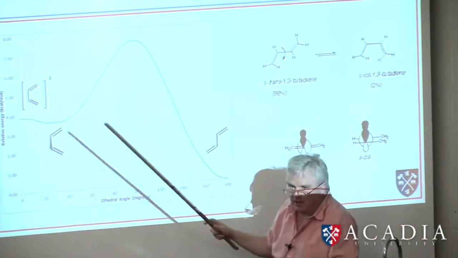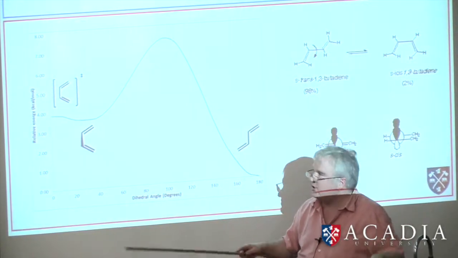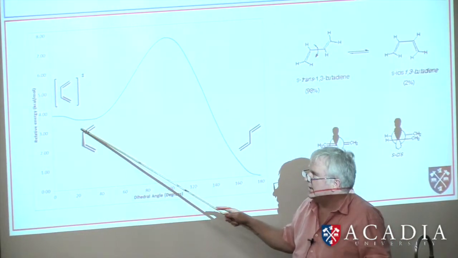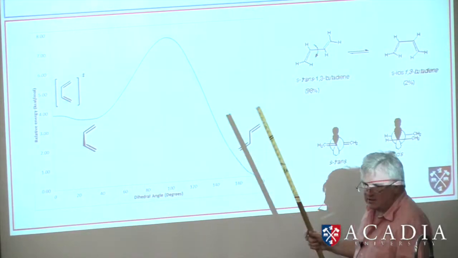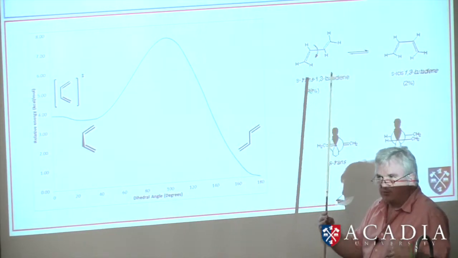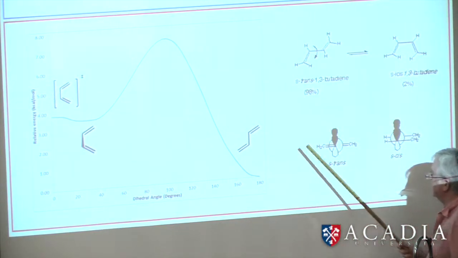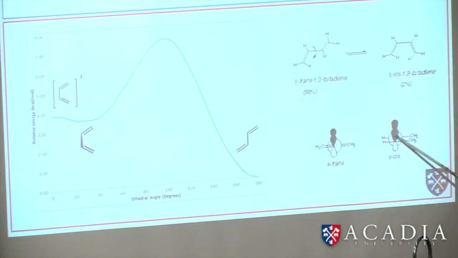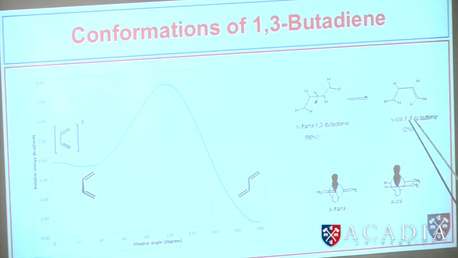It's actually a little bit twisted, just a little bit, and we get a little bit of a gauche. That's actually the most stable conformation, but it's close. It's very close to the completely cis system because there is some favorable orbital overlap between those p orbitals, and that's being shown here. Okay, so in order for it to react, it has to be in this.